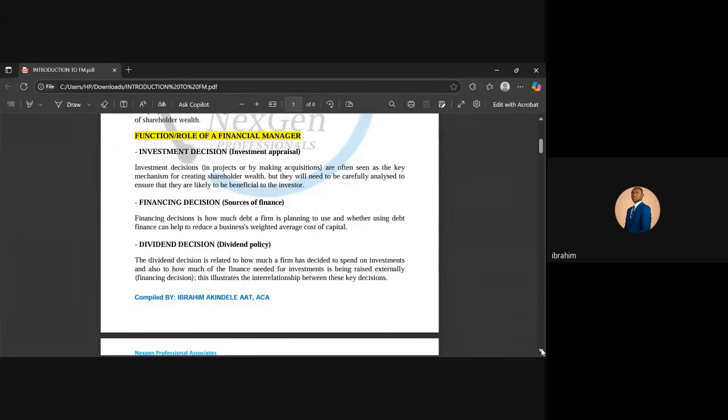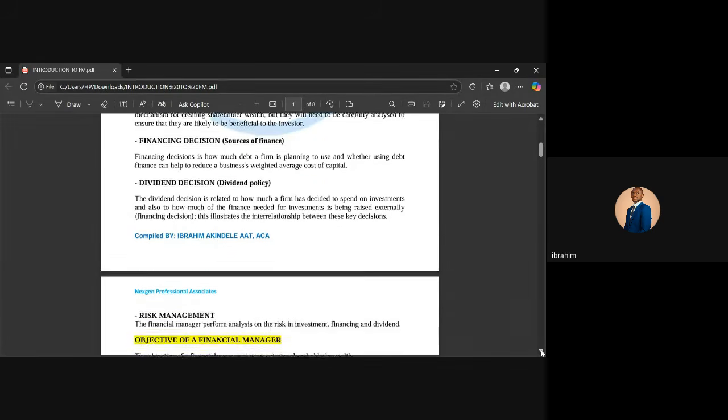Are you going by equity or debt? We will get there. Under the concept of cost of capital, you look at it as a financial manager: are you going by debt or equity? And you should know that when you decide to go by debt, the cost of equity is usually higher than debt. We'll get there. Then after the financing decision, comes the dividend decision.